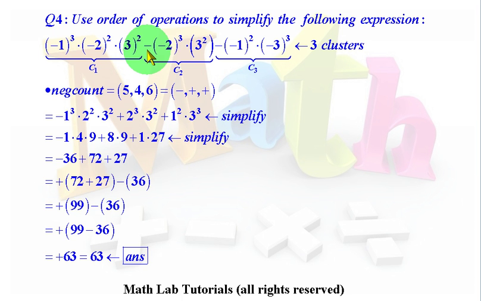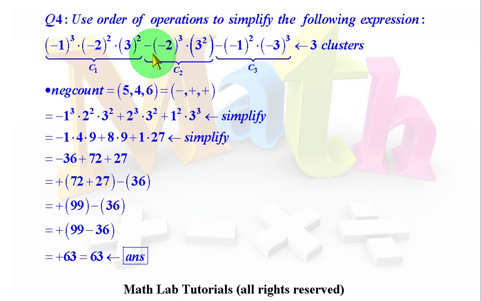Over here, we have 1 negative and then 3 negatives. We'll give you 4 negatives, so the neg count is 4. Over here, we have 1 negative, 2 negatives, and 3 negatives. So the neg count is 6 altogether. Now, 5 is odd, so the result of the first cluster is negative, and 4 and 6 are both even, so the second and third clusters are both positive. So we drop down a minus sign for the first cluster, and then we write 1 to the power 3. We write down 2 to the power 3, and 3 to the power 2. Notice we disregard all the negatives after we do the neg count.